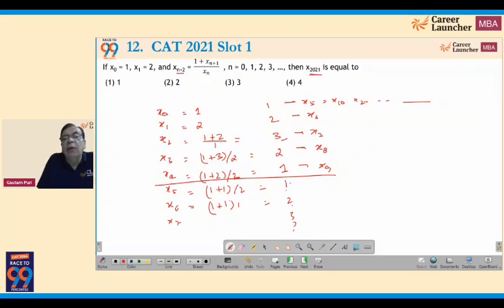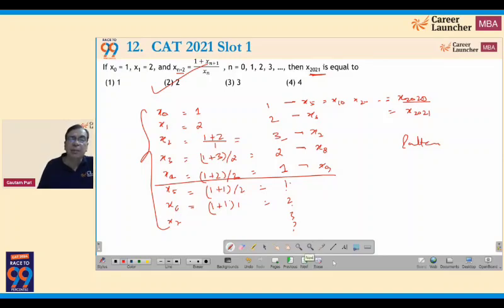So can I say we want X2020? This will also be equal to X2020. That means this will be X2021. The correct answer is choice 2. So these are pattern questions. Your job is to write the first 5, 6, 7, 8 terms, identify the pattern, eliminate the choices, and get the answer. Don't waste time doing it mathematically. Just look at the pattern and get the answer from there.